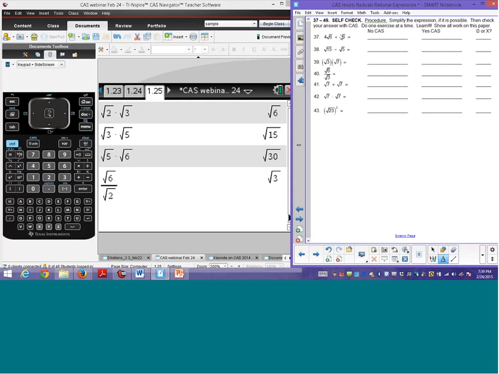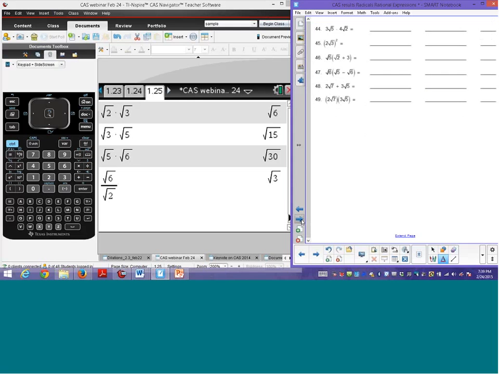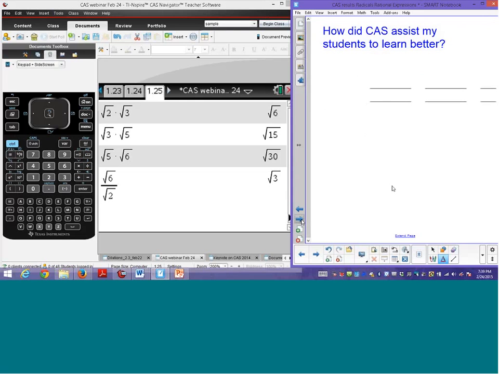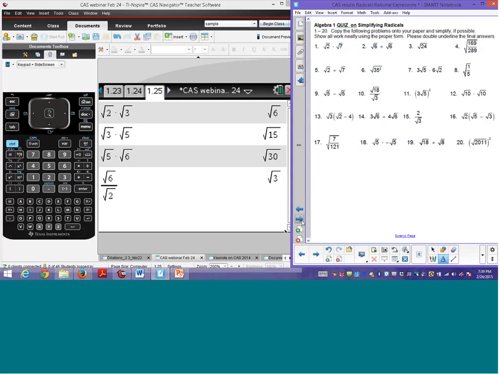All right, so then this is the self-check. Again, this is the homework, and notice I threw in addition and all these other ones and so on. So this was day 2. Now, I don't go through the rest of it, but you kind of get the idea. And I come to the point where, how did CAS assist my students to learn better? So what I did was I came up with a quiz after several days, and I look at this, it's very traditional. I'm almost embarrassed that it's so traditional, but this is what I gave them, 20 problems.